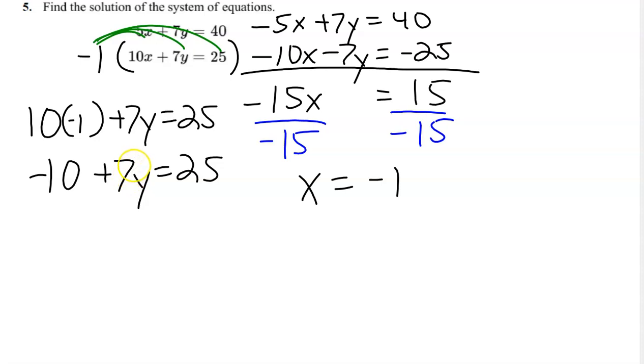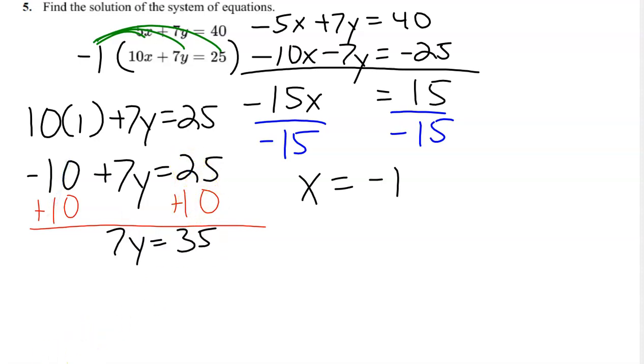Now I'm just continuing to isolate this variable here. I'm trying to get this y by itself. So I'm going to do the opposite of minus 10 and add 10 on both sides. Alright, the 10s are going to cancel out. That's going to leave us 7y. Alright, and then same sign, find the sum. We're going to add those together. And we get 7y is equal to 35.